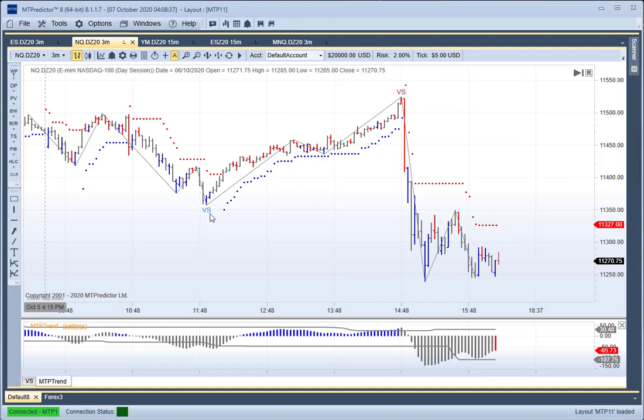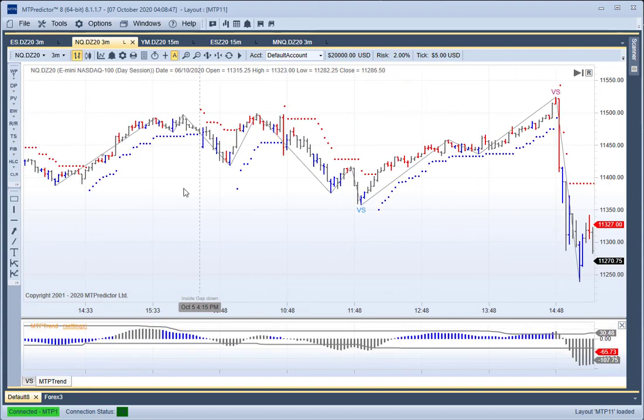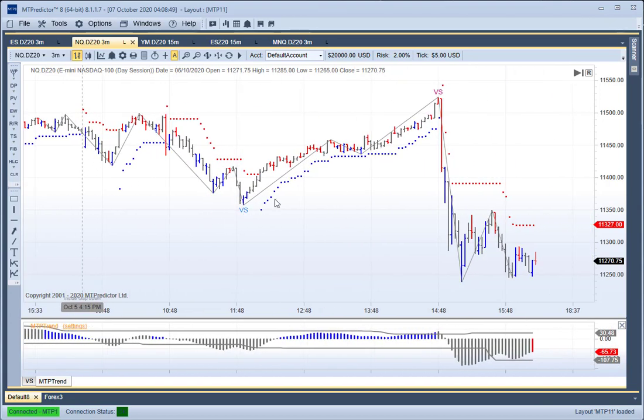For any of you who are new to MTPredictor, I would just want to remind you that MTPredictor is not a black box system. We have automatic setups on our charts. We don't just blindly take these, for example, in the direction of our MTP trend color indicator. We don't do this because basically markets are random half the time. In other words, half the time markets are in a position where you can't get any discernible pattern. In other words, they're random, you shouldn't be doing anything.